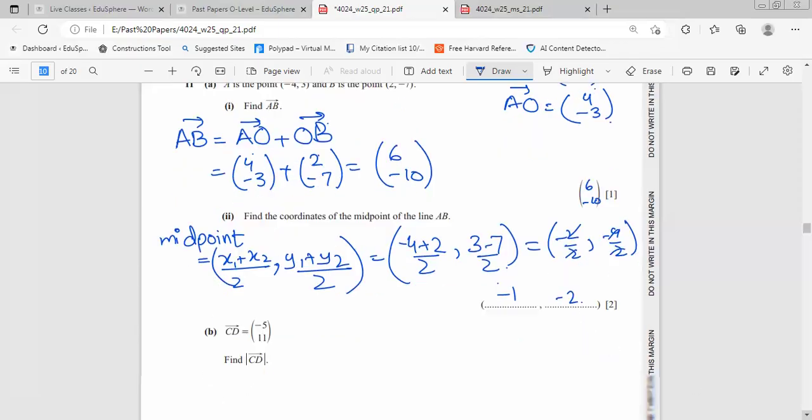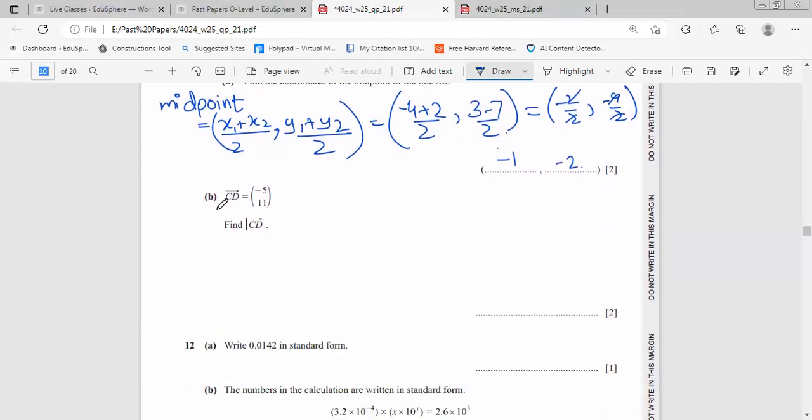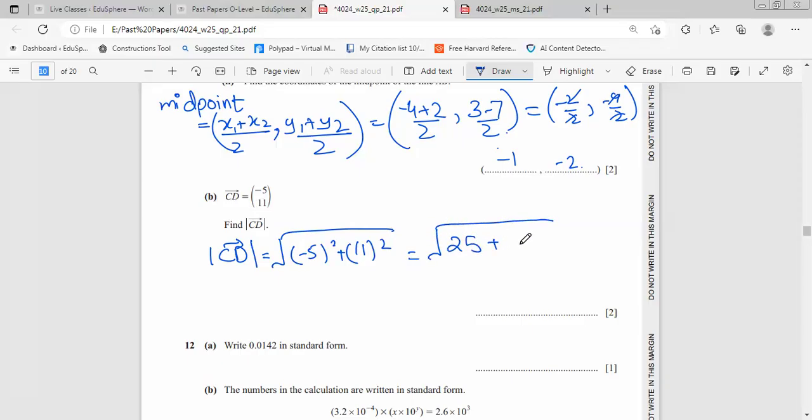This was given. Now they have provided us the vector CD, and we have to calculate the magnitude of CD. We know that for finding the magnitude of CD, we have to use this one. So minus 5 squared plus 11 squared. So let me find out the value. Minus 5 squared means whenever we take a square of a negative number, it's always positive. So it's 25 plus 11 squared, which is 121.